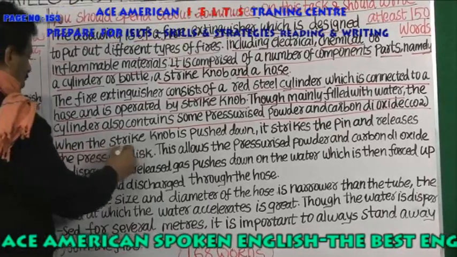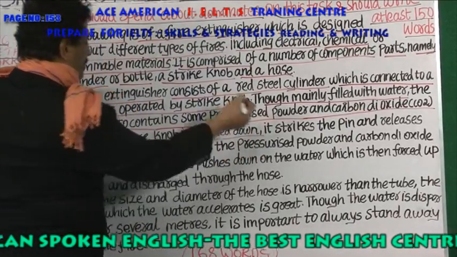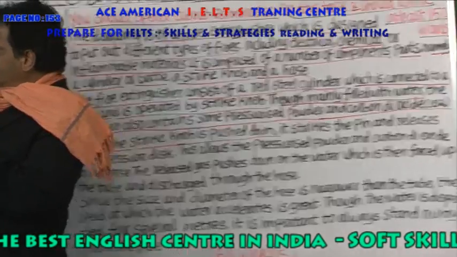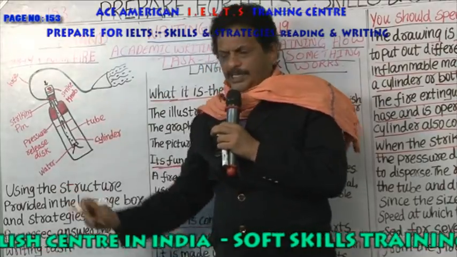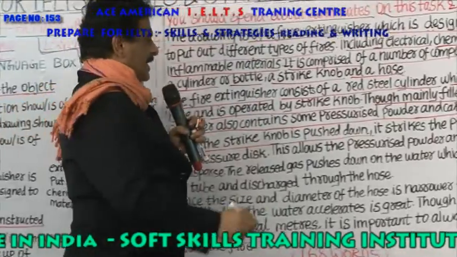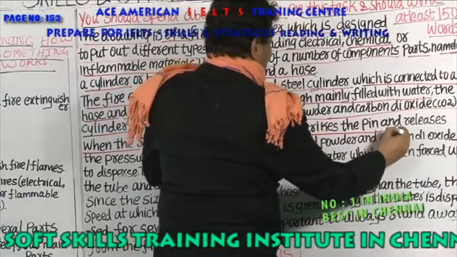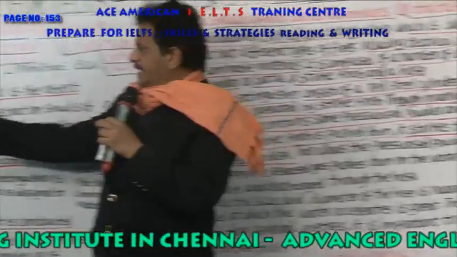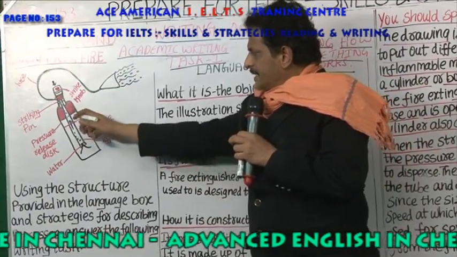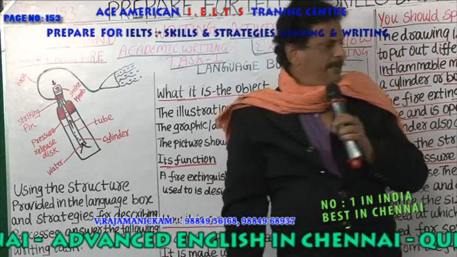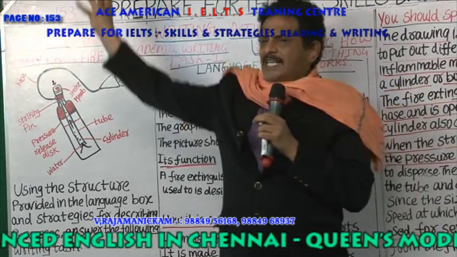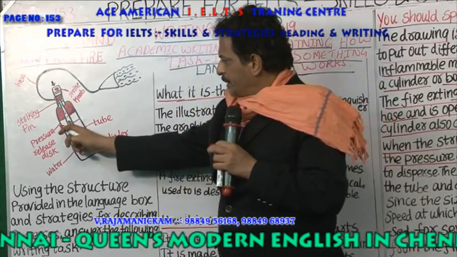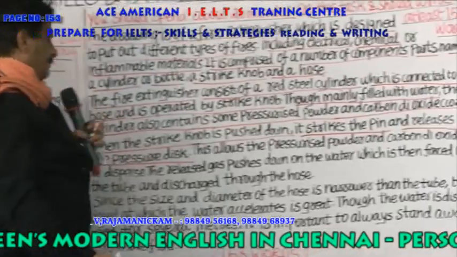Now, further going, when the strike knob is pushed down. Is pushed down, once again you get a passive voice sentence. So, when you press the strike knob down, what happens? It strikes the pin and releases the pressurized disc. Knob, if you press it, it strikes the pin. Pin is here. It strikes the pin and what happens? It releases what? The pressure disc. This is the pressure disc. It is released. Now what happens?